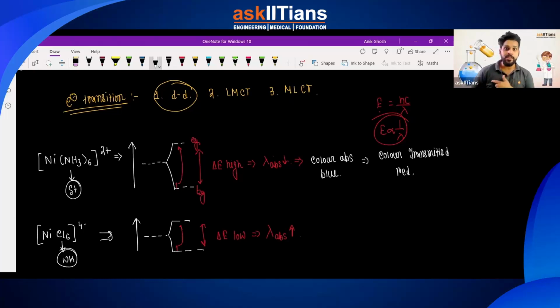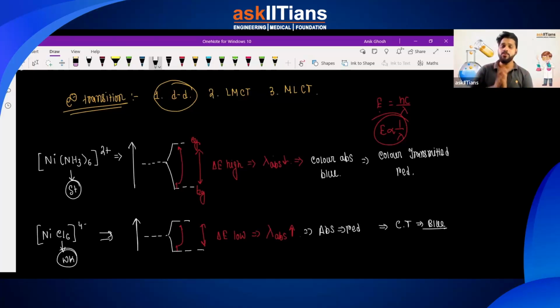If you can see an orange point over here, orange is a high wavelength. Red, orange, yellow, these are high wavelength. So it is absorbing the color of a low wavelength. That's why it's transmitting the color of a high wavelength. Similarly here, the color absorbed would be in the red region, but the color transmitted would be in the blue region.